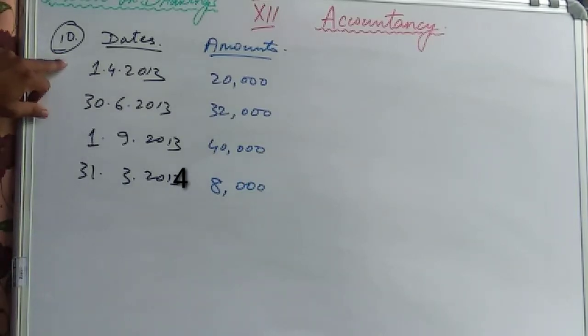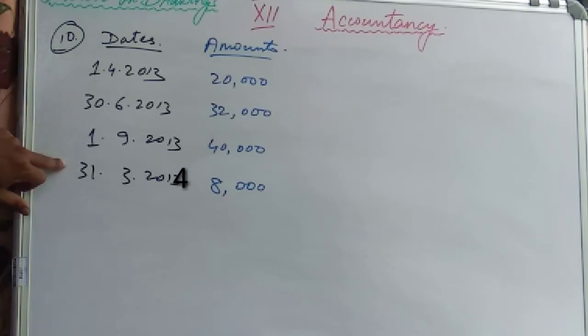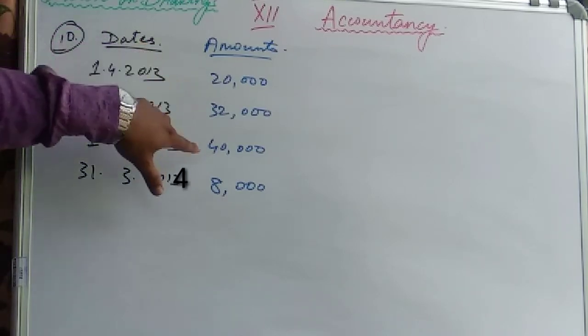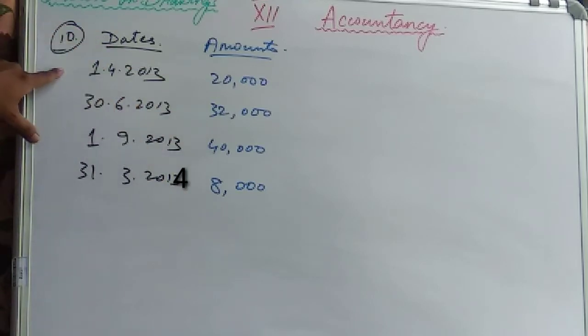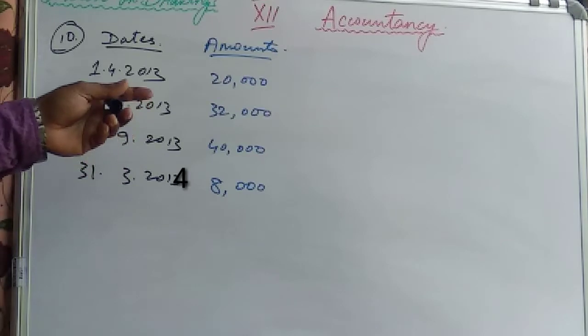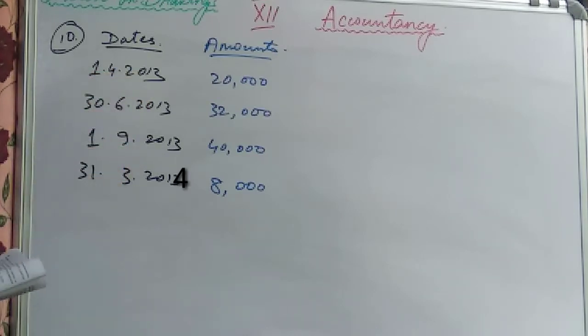See, the time intervals are different here. The time span and the dates are different here, and the amounts are also different. So in this case, we are going to use the product method. The second method I have taught you, the product method. We are going to follow the product method.